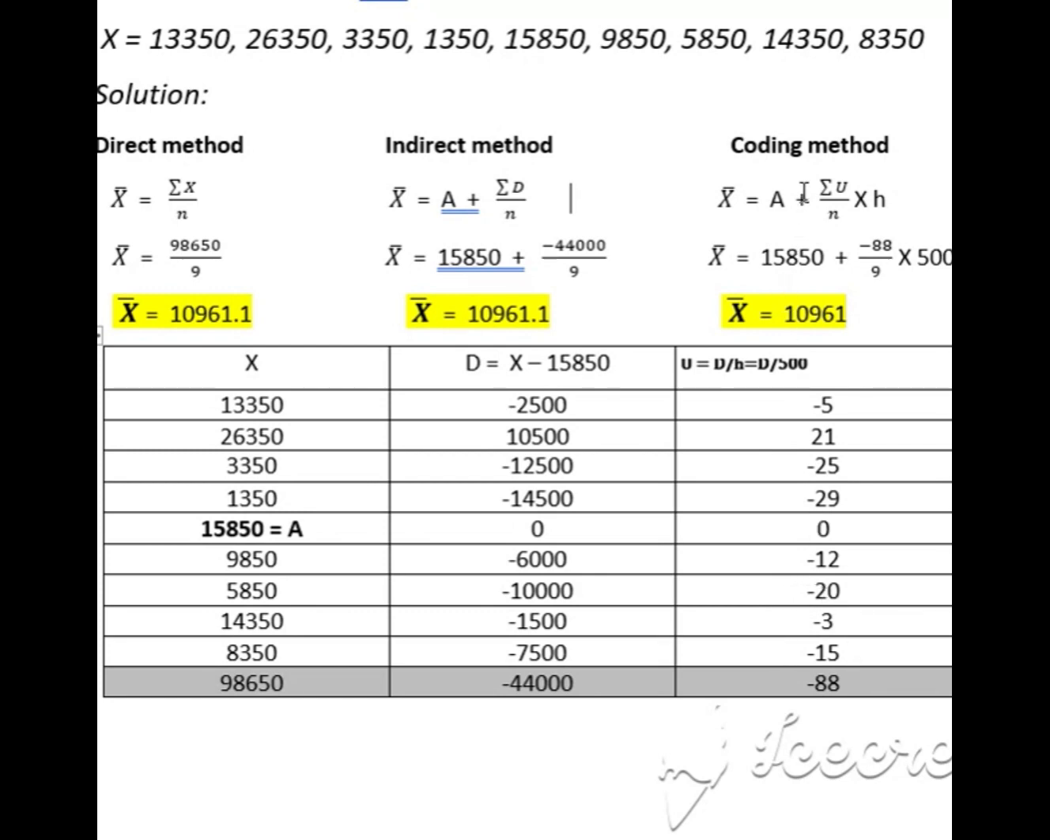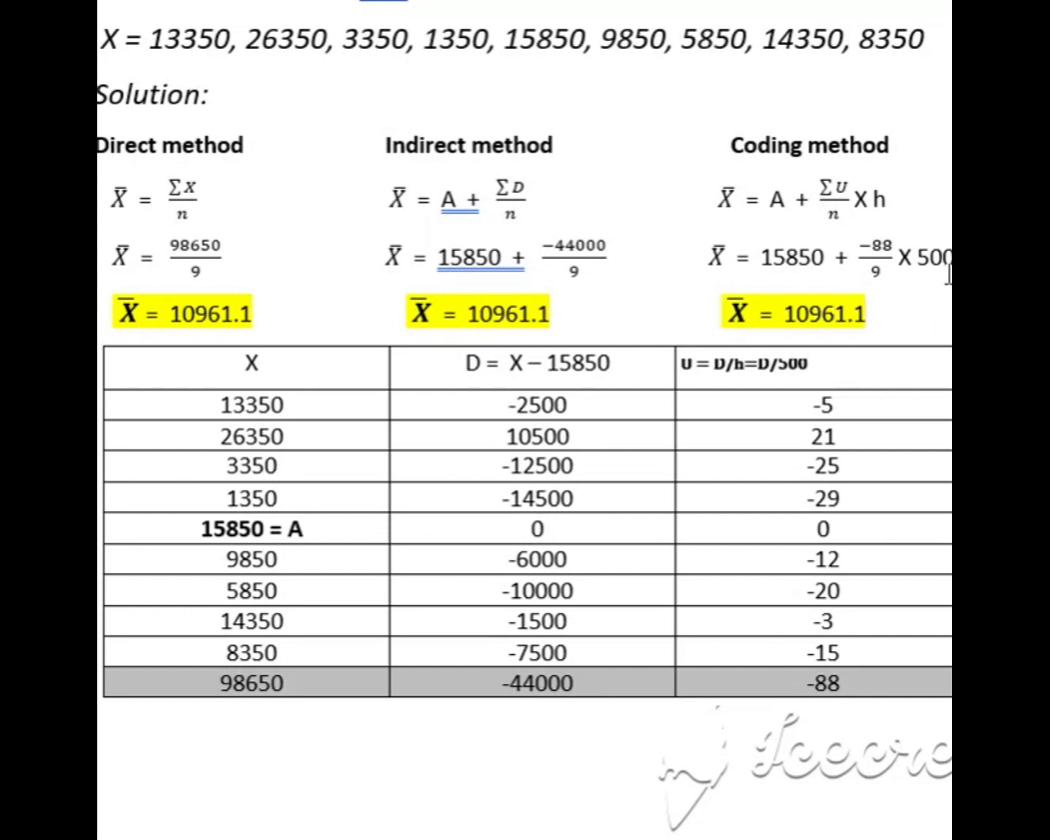Now sigma u means the total of u. Add up these numbers and we get negative 88, divided by N, where N is 9. Then times h, the common difference, which is 500. Then plus A. First divide and multiply, then at the end add A. Then you will get 10,961.1.